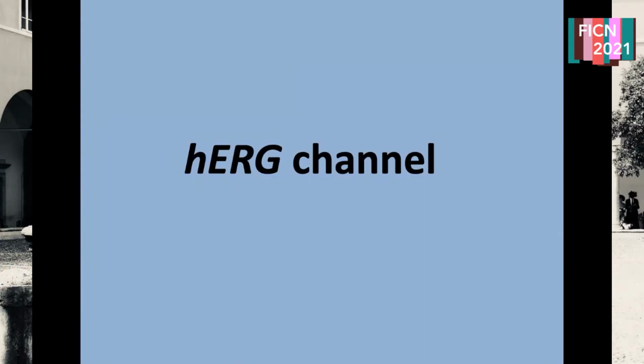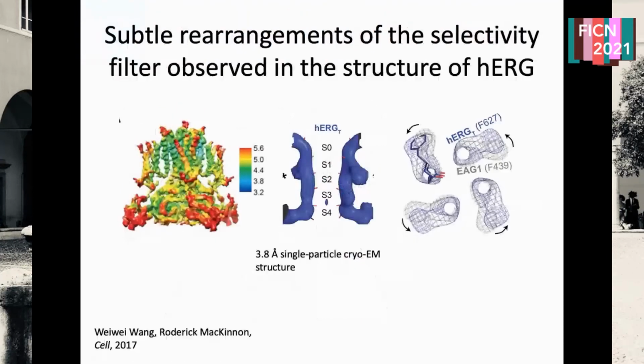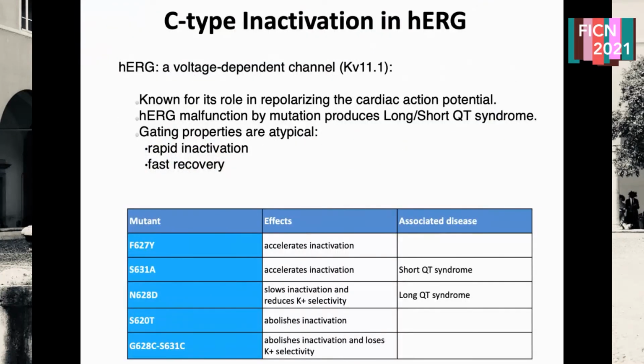Now, let me quickly wrap up on the hERG channel. For the hERG channel, there's no crystal structure. There's a high resolution electron microscopy structure by Rod MacKinnon, about 3.8 angstrom, of the hERG channel. The hERG channel is very important because it's in the heart, and it has a lot of importance for the cardiac action potential and the function of the heart muscle.